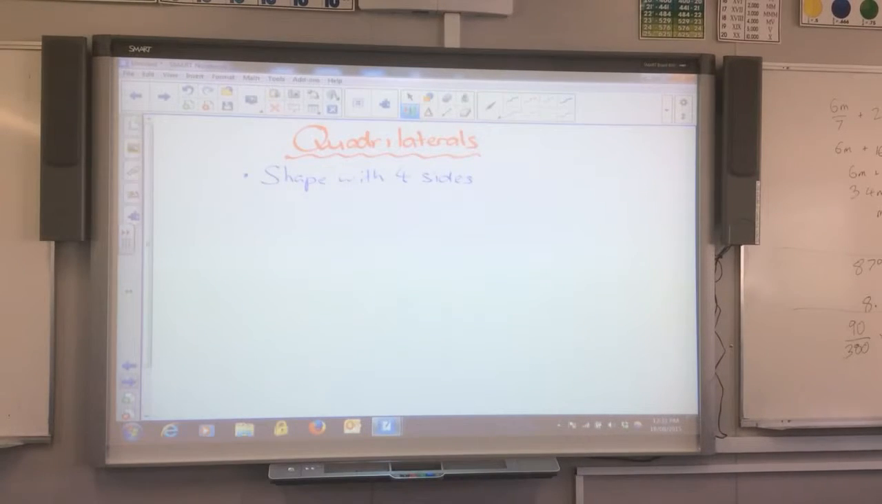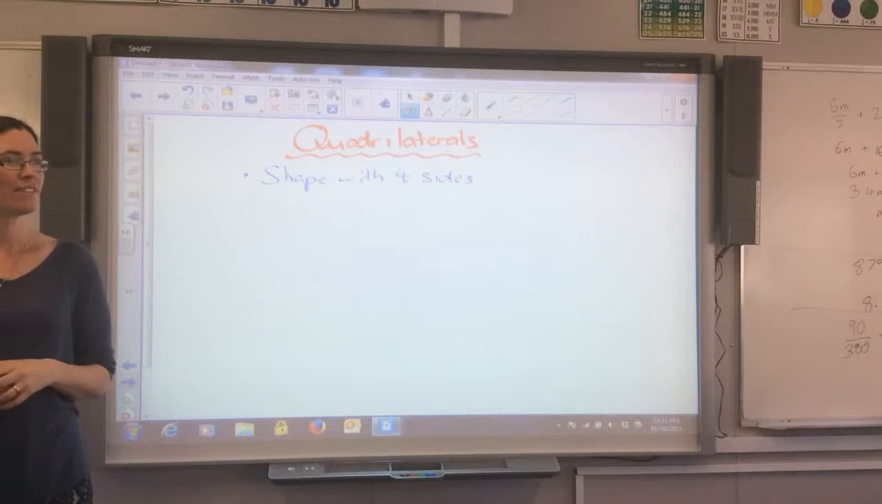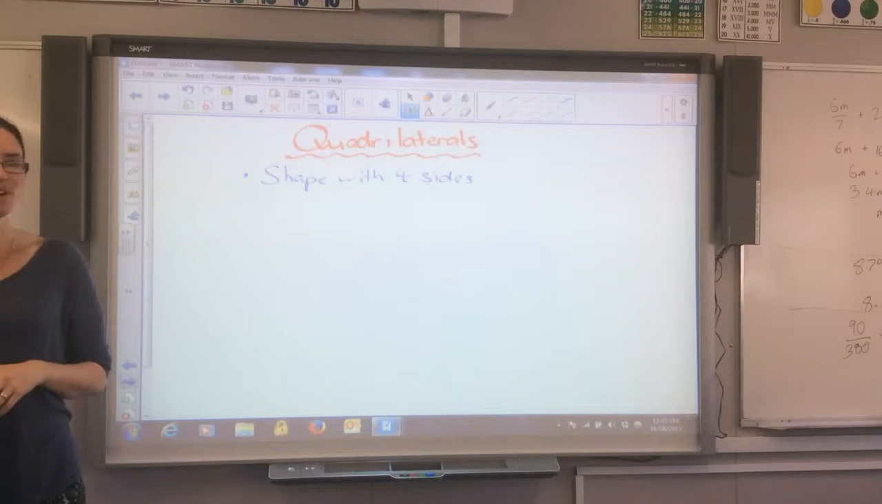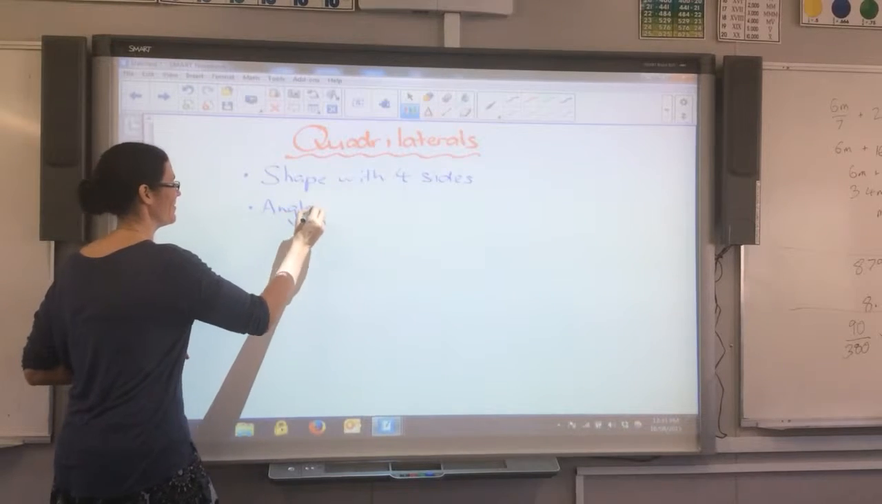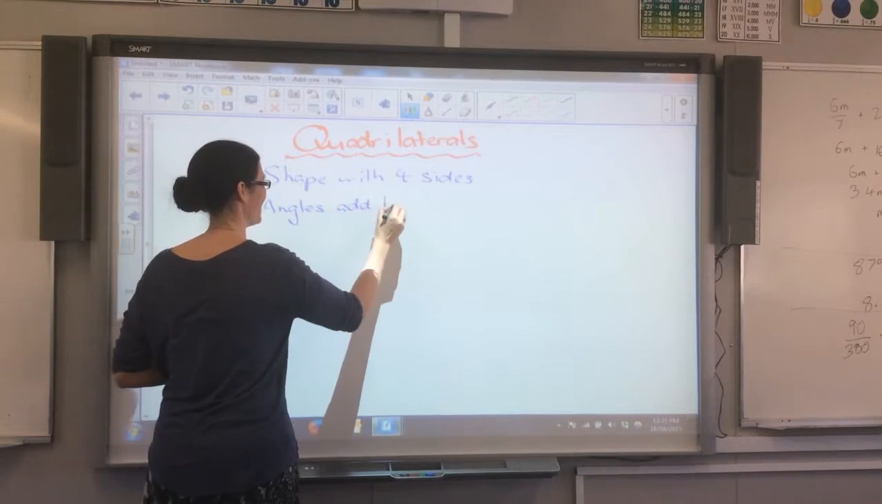What do we know about the angles? They're not all obtuse, or acute. What do they add to? Well done. So the angles add to 360. Absolutely great.